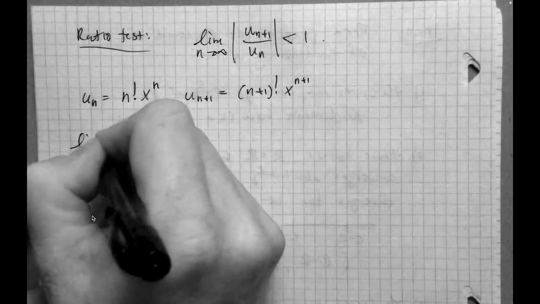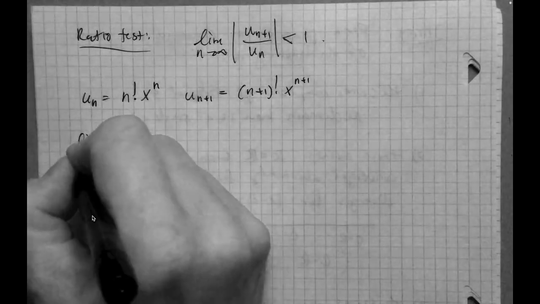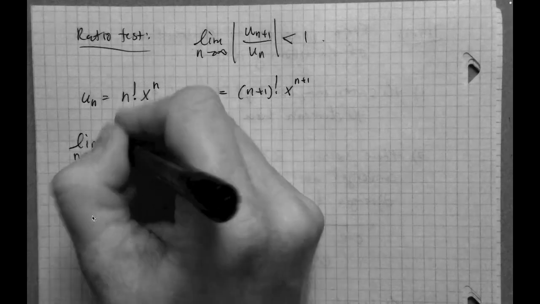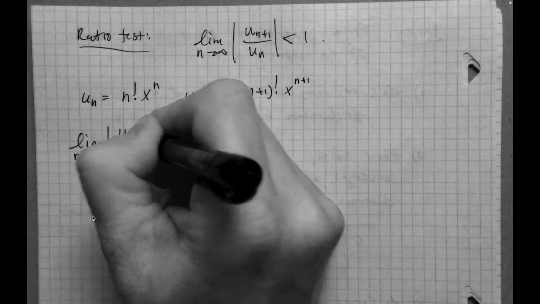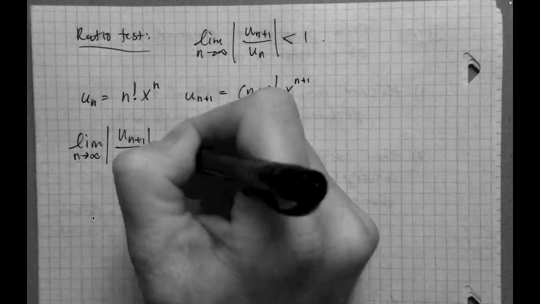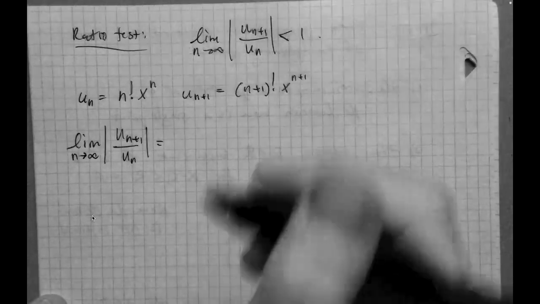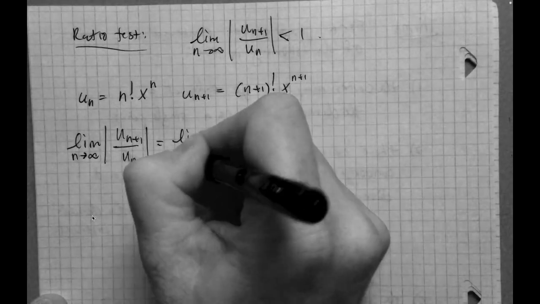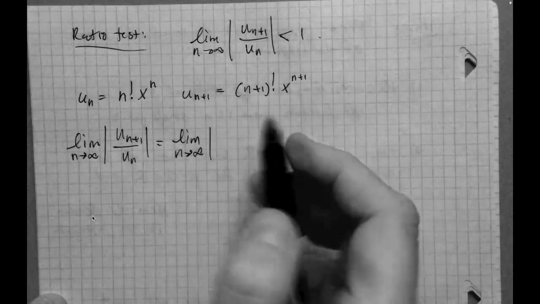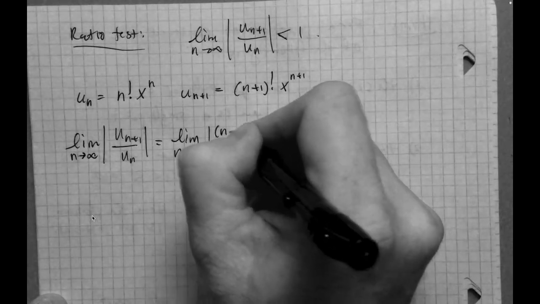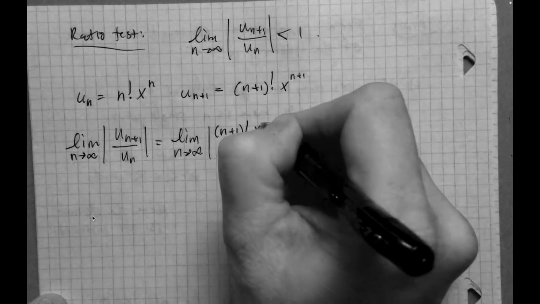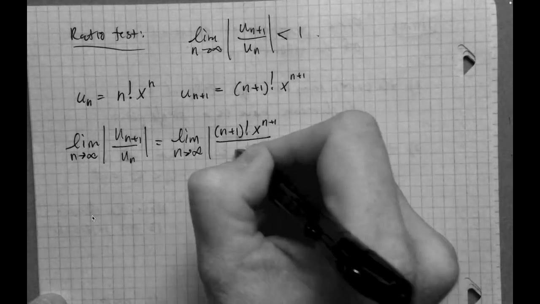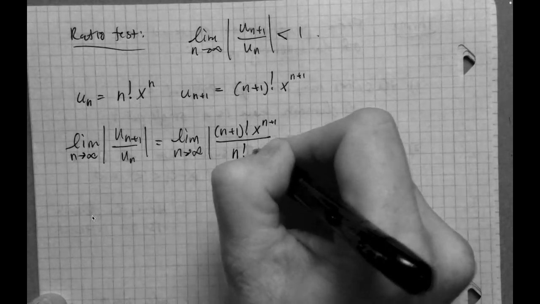So then the limit as n goes to infinity of u sub n plus 1 over u sub n is going to be equal to the limit as n goes to infinity, and I'm just going to write these out in here, n plus 1 factorial times x to the n plus 1 over n factorial times x to the n.